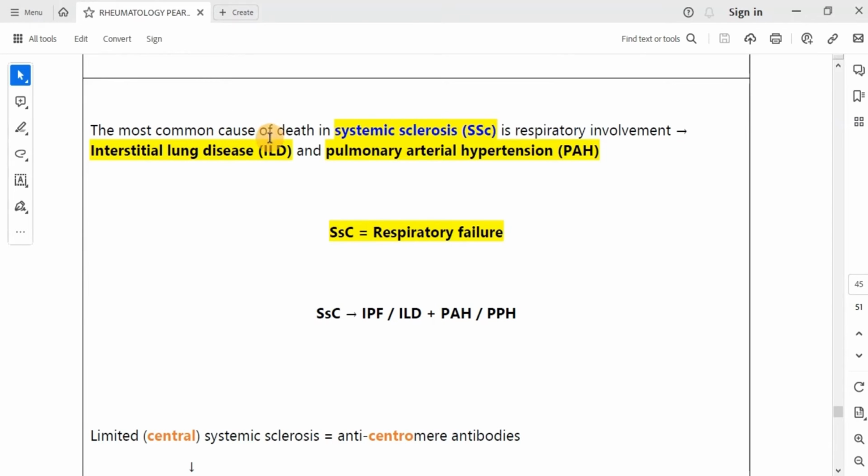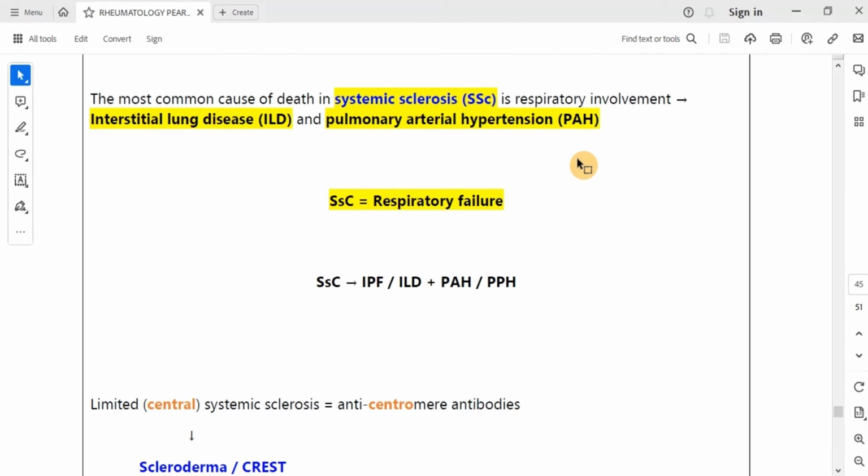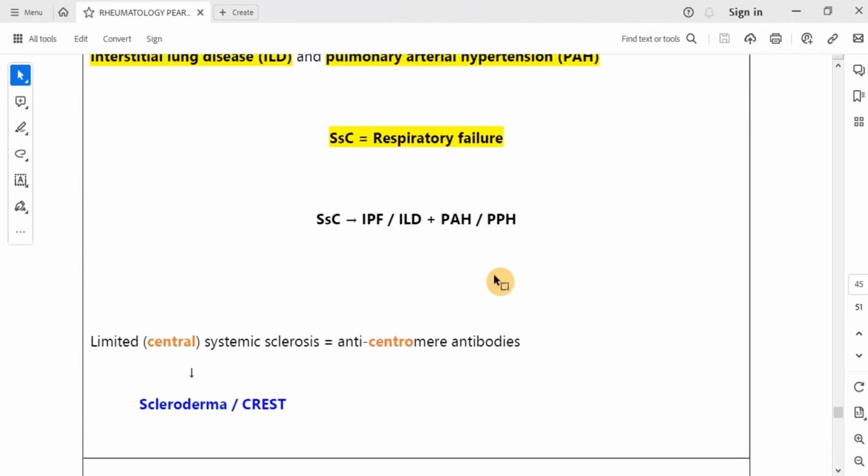The most common cause of death in systemic sclerosis is respiratory involvement, that is interstitial lung disease and pulmonary arterial hypertension. So patients usually die due to respiratory failure or due to interstitial lung disease, as well as pulmonary arterial hypertension or primary pulmonary hypertension.